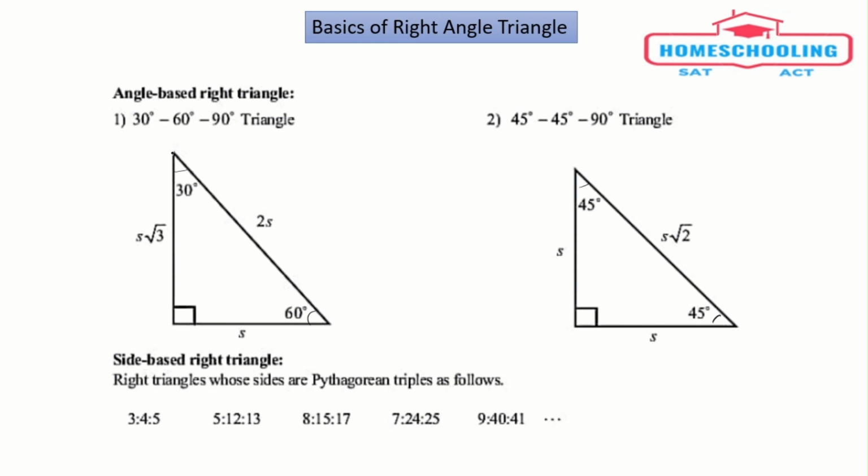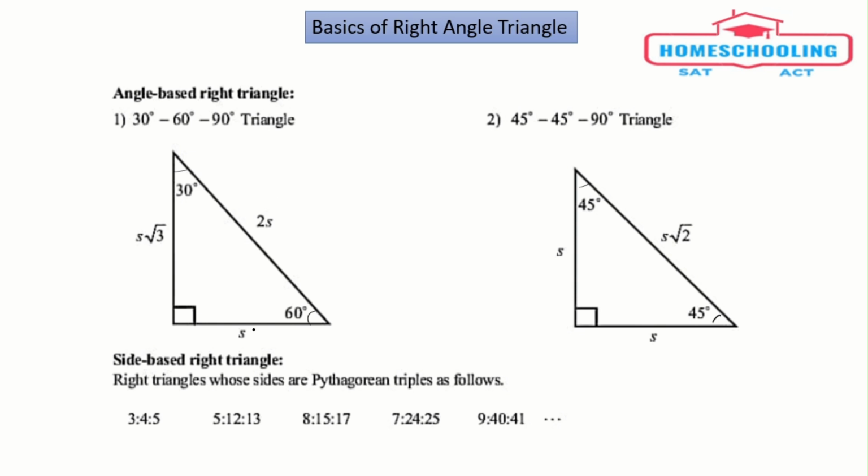So in a right triangle, if one angle is 30 degrees and the other angle is 60 degrees, then we take the side opposite to 30 degrees as s, the side opposite to 90 degrees as 2s, and the side opposite to 60 degrees as s root 3.